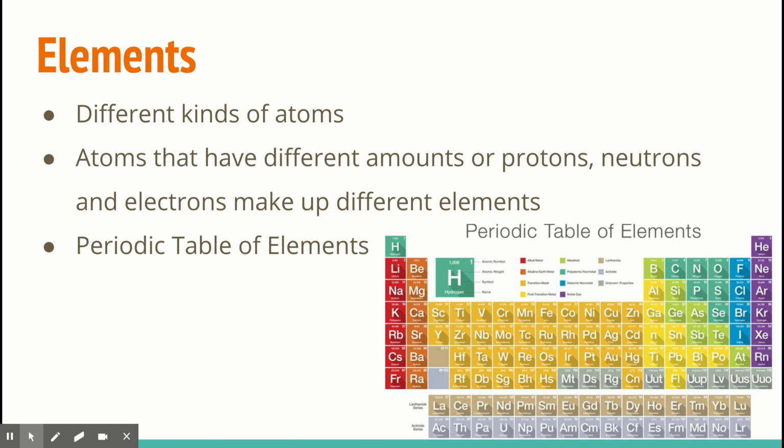We are familiar with the periodic table at this point in our unit, and we know that different kinds of atoms are listed on the periodic table. Atoms that have different amounts of protons, neutrons, and electrons make up different elements. We can determine the amount of protons and electrons by looking at the atomic number. To determine the amount of neutrons in an atom, we take the atomic mass and subtract the amount of protons. And here's our periodic table of elements, which we have been learning about for the past couple weeks, pictured there.